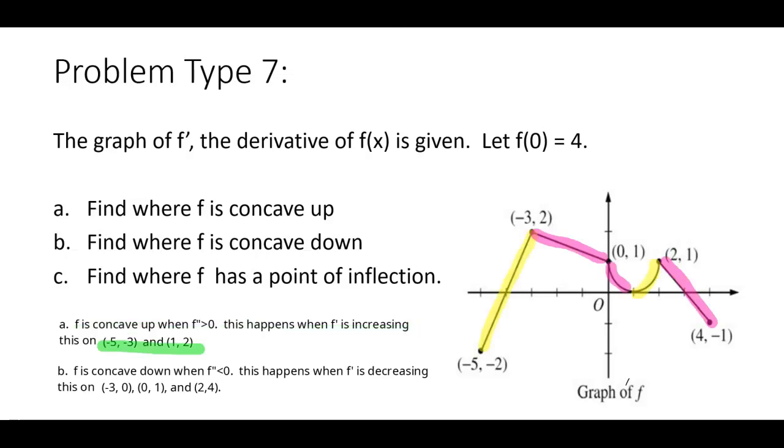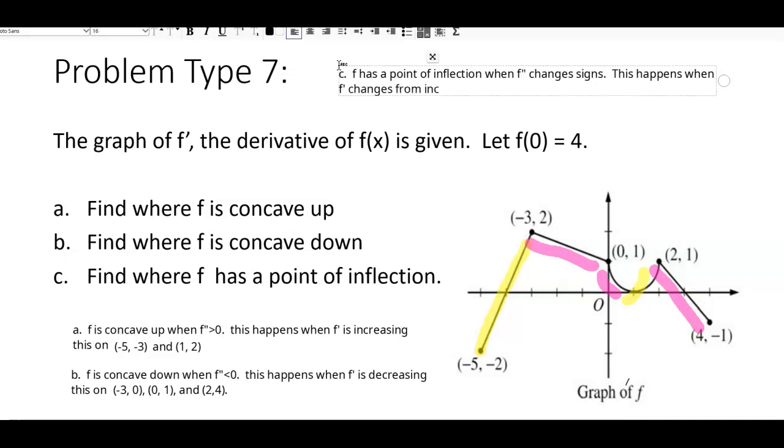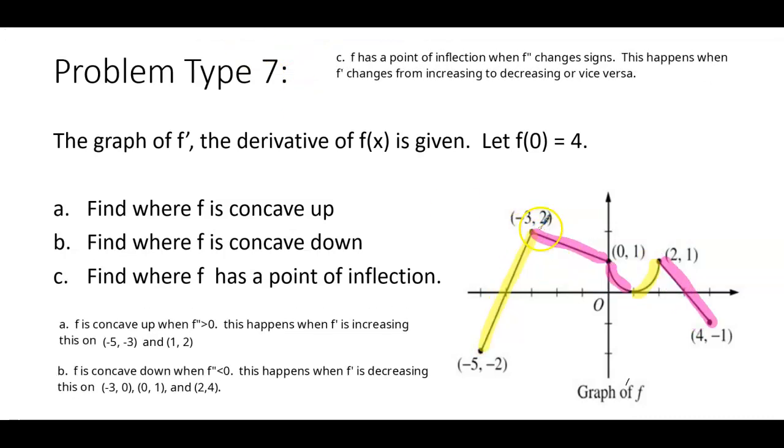All right, last thing that we'll do is part C. Find where f has a point of inflection. f has a point of inflection when f double prime changes signs. This happens when f prime changes from increasing to decreasing, or vice versa. And that happens in the following locations. Anywhere on my graph where I'm going from yellow to pink or vice versa is where we're changing from increasing to decreasing. So that would be a point of inflection, that would be a point of inflection, and that would be a point of inflection. And so we would say x equals -3, x equals 1, and x equals 2. All right, and there it is.